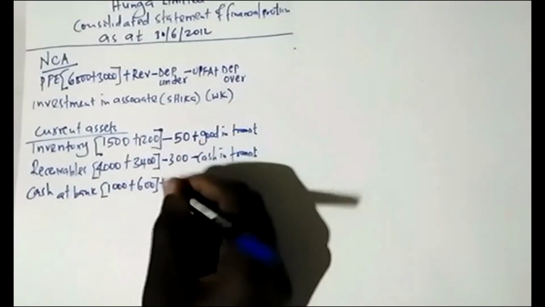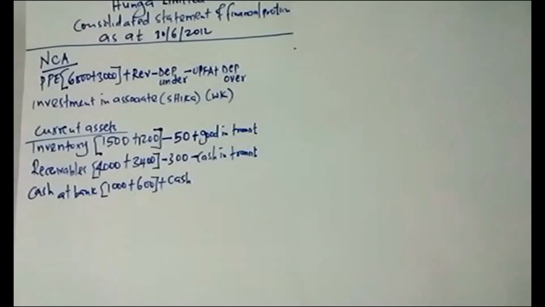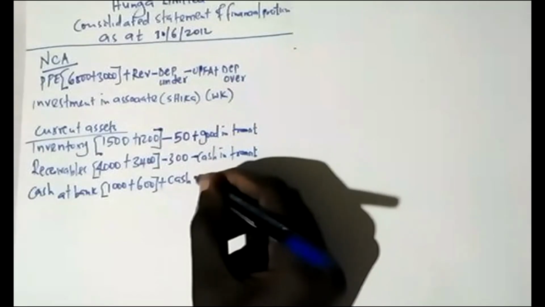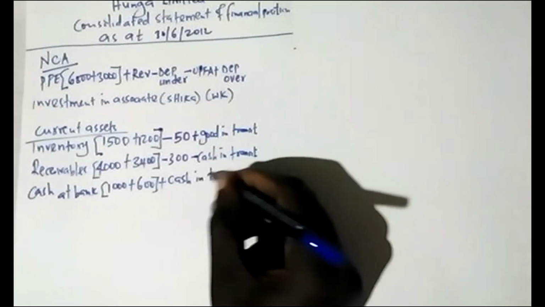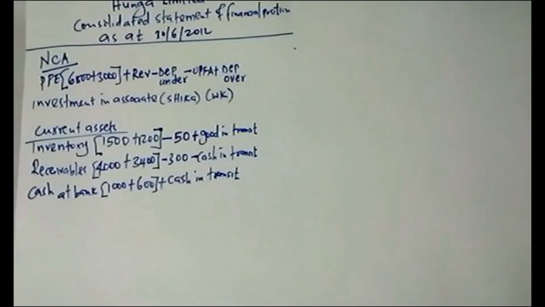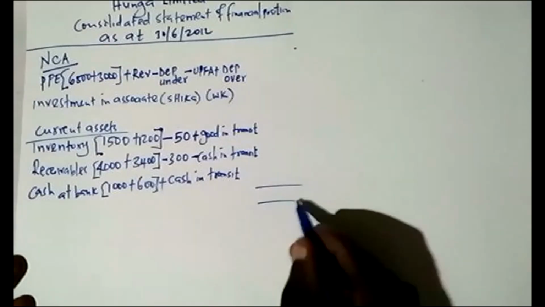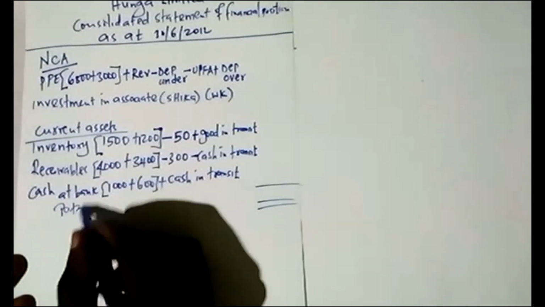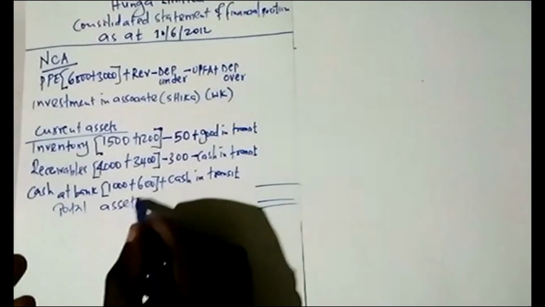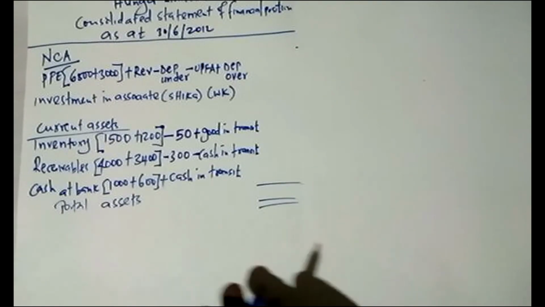So if there was cash in transit, because obviously, even if it was in transit and it was never received by the end of the year, it will be received on a later date. So you have to adjust your cash account. So you add their cash in transit. So up to that point, we have total assets. We have the total assets. Then after total assets, we talk about equity and liabilities.